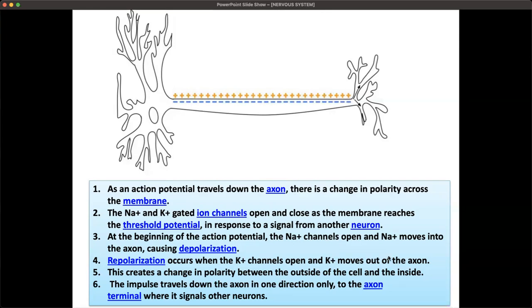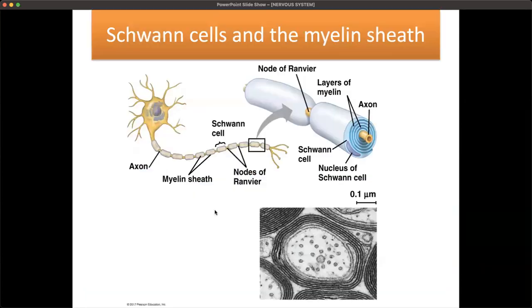Inside the neuron is more negative because you want to make sure it's back to the resting state, creating a change in polarity between the inside and outside of the neuron. The impulse is going to travel down the axon in one direction only, to the axon terminal, where it signals other neurons.